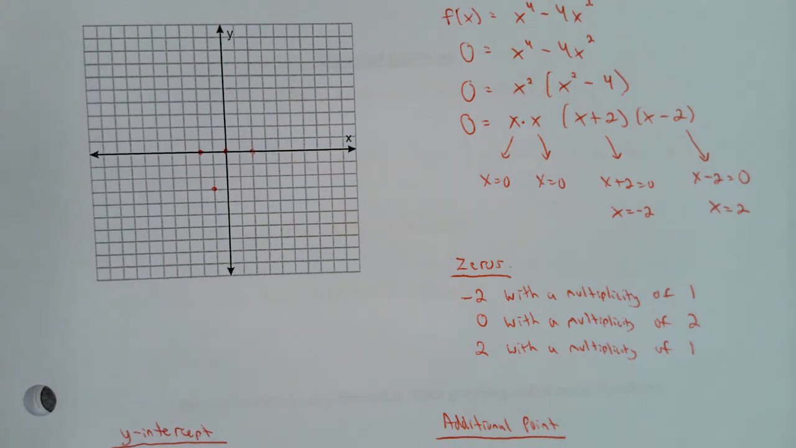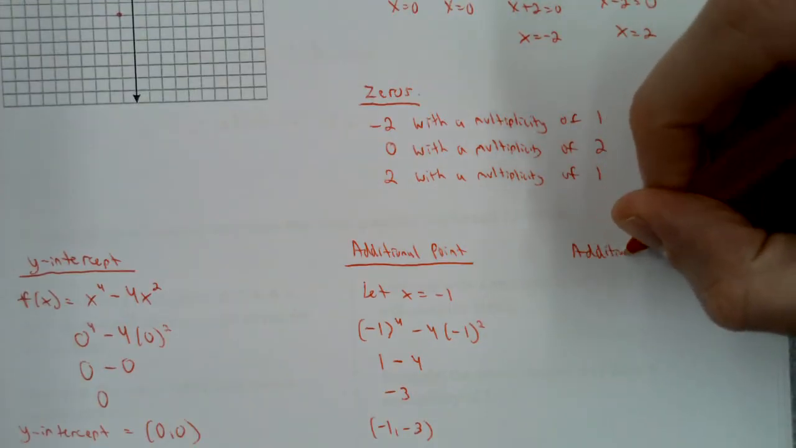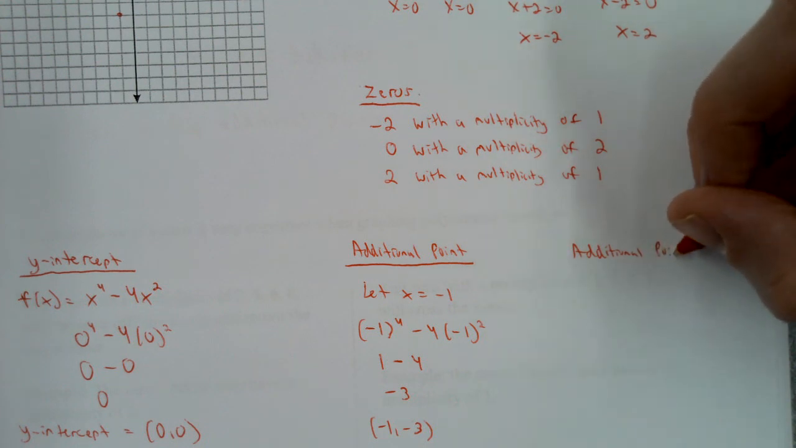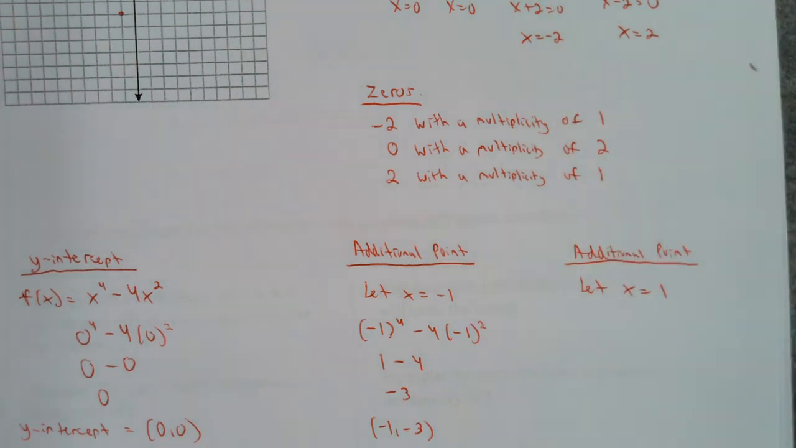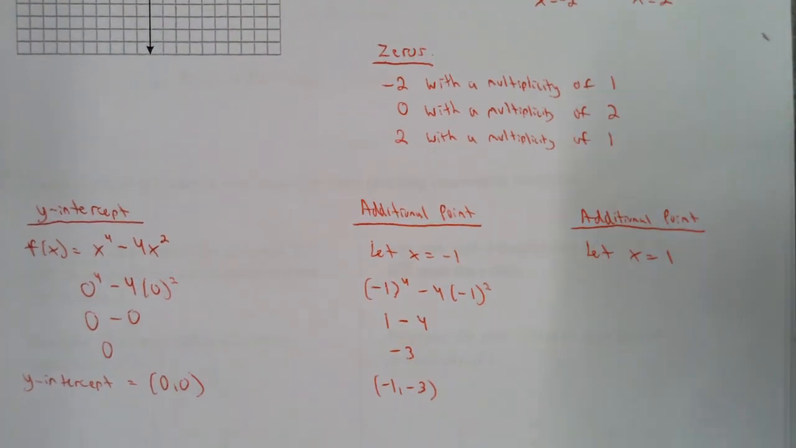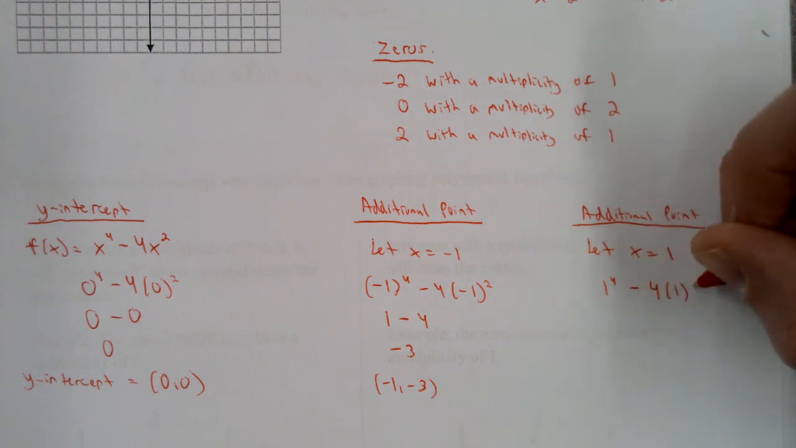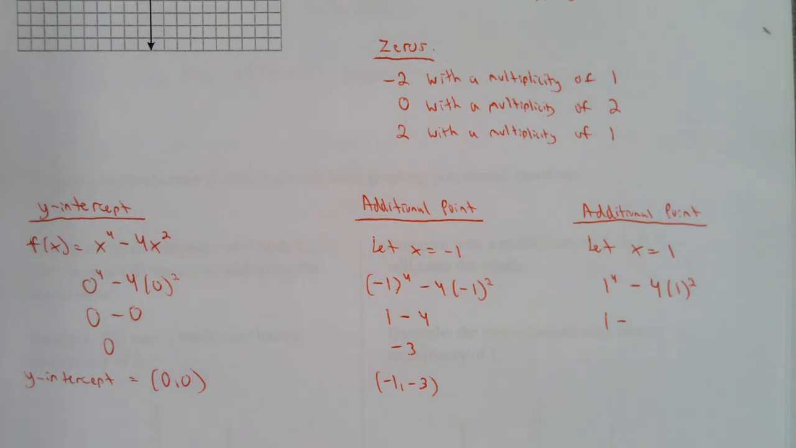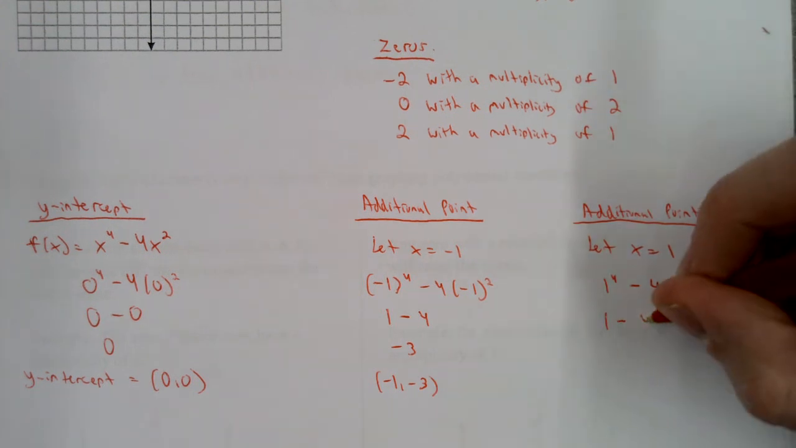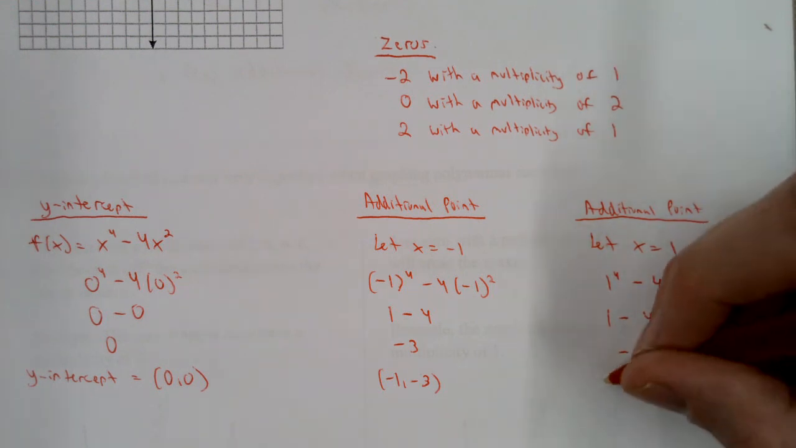Let's also do the additional point of x equals +1. Let's try that one. Let x equal +1 and see what we get there. So 1 to the fourth power minus 4 times 1 to the second power. 1 to the fourth power is 1. It's going to be minus 1 squared is 1, times 4 is 4. So again, we're going to get -3. So the additional point is 1, -3.